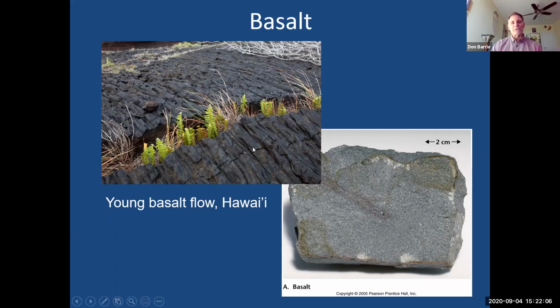This is what basaltic lava typically looks like. This is a young basalt flow on the big island of Hawaii. And because basalt is mafic in composition, it has a pretty high color index. And so for that reason, it's pretty dark colored.